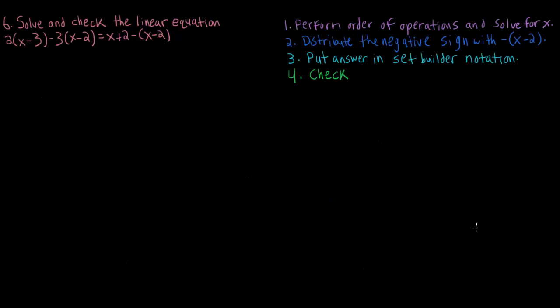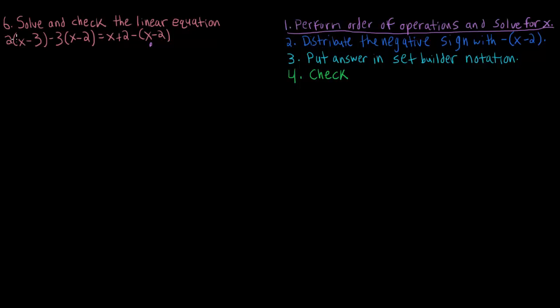6. Solve and check the linear equation. 2 times (x minus 3) minus 3 times (x minus 2) equals x plus 2 minus (x minus 2). So step 1 is to just perform the order of operations and solve for x. So we're solving for x in this equation.